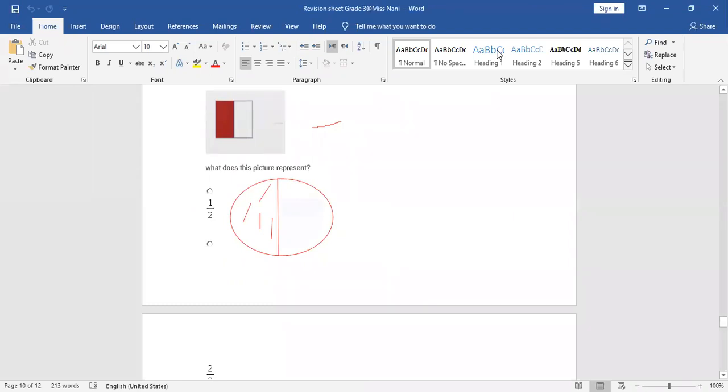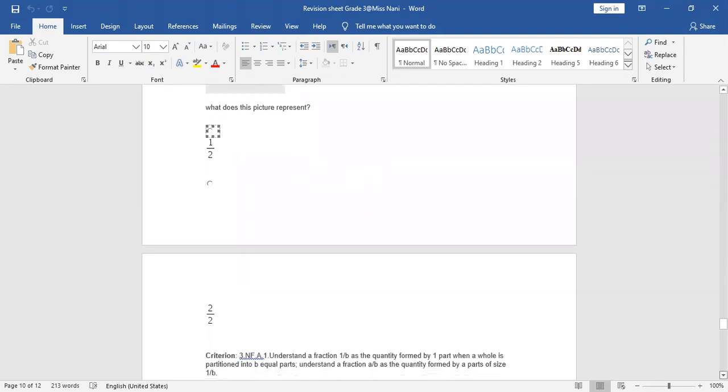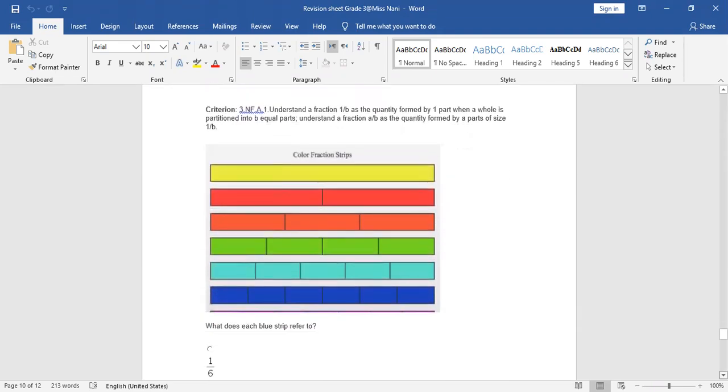The next question is asking, what does this picture represent? My denominator is 2. My numerator is only one colored part, so the answer is half. The answer is what? Half. Excellent. 1 part out of 2 parts equals 1/2. Let's complete. See, so easy.